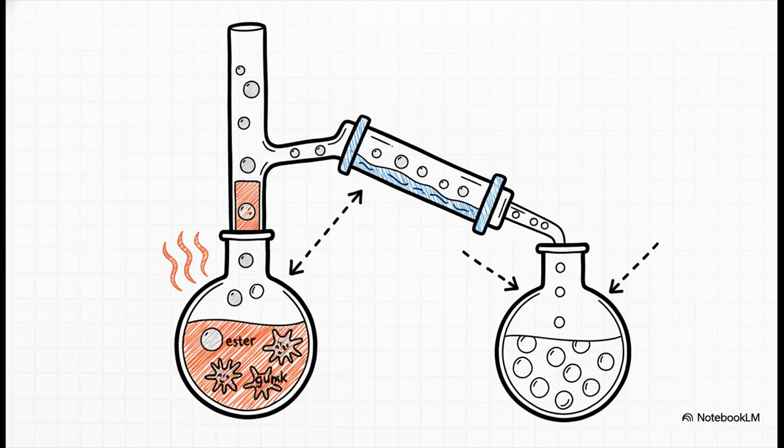It's all based on a really simple idea. Different liquids boil at different temperatures. So you heat your mixture up. Your pure ester will turn into a vapor at its specific boiling point, float up and over through some glassware, and then cool back down into a super pure liquid in a completely separate flask. All the other junk with a higher boiling point, it just gets left behind.